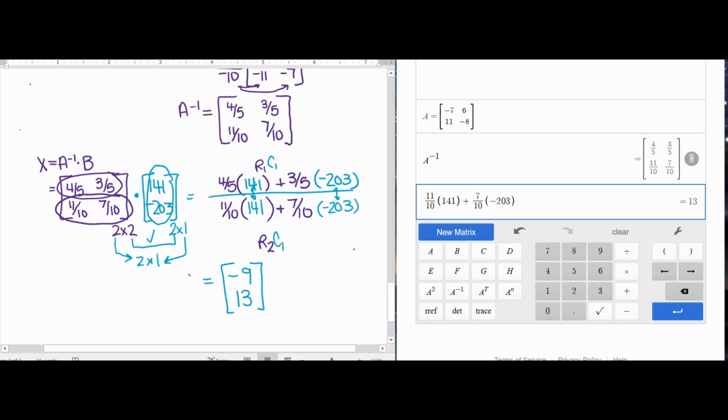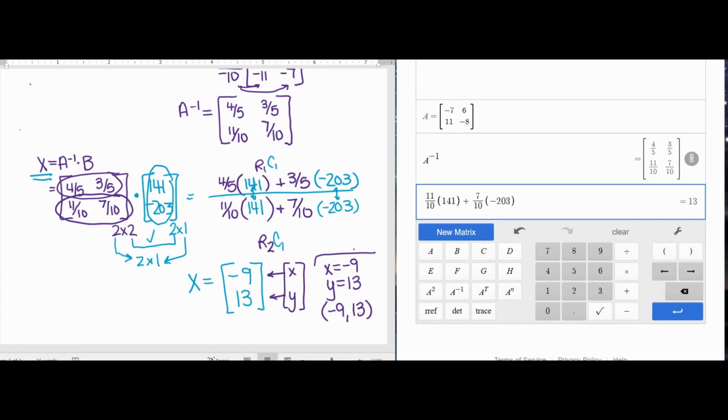We just found X, capital X, as in our variable matrix, but they didn't ask us for the variable matrix. They asked us to solve the system. Remember, our variable matrix was set up in the form x, y. So we just found that x is equal to negative 9, y is equal to 13, and if they ask us for an ordered pair, it would be negative 9, comma, 13.